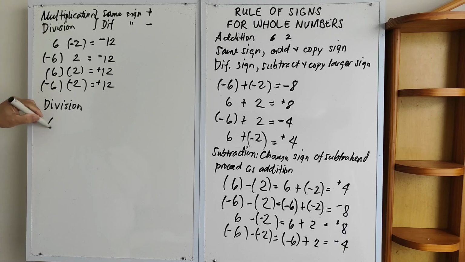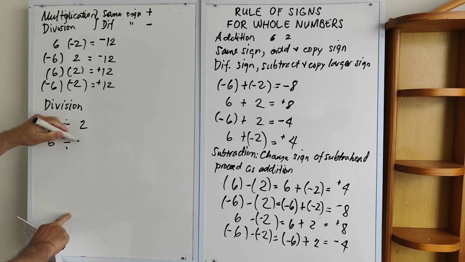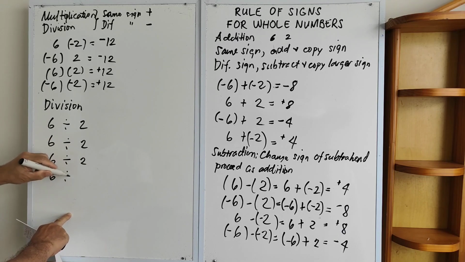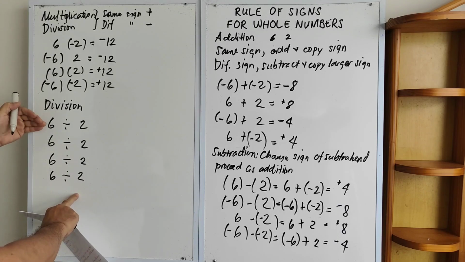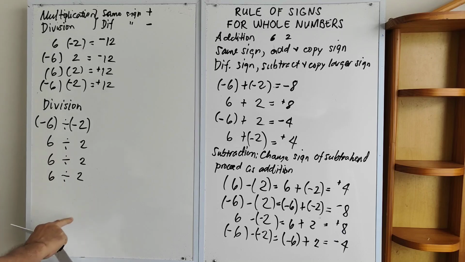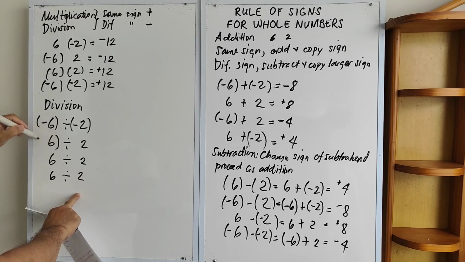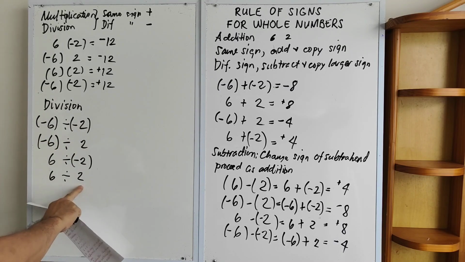So we do 6 divided by 2, 6 divided by 2, 6 divided by 2, 6 divided by 2. So again, we will randomly put the negative signs. Let's say this is both negative. And then let's say the first one will be negative. And then let's say the second one will be negative, and then this will be both positive.